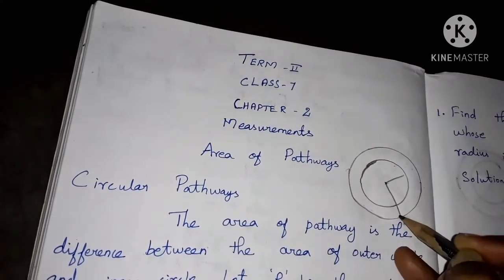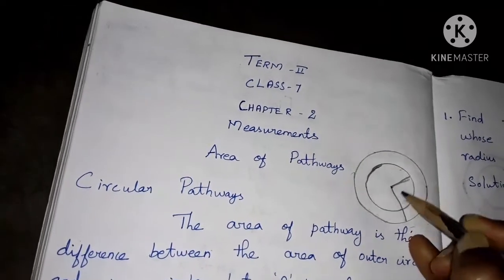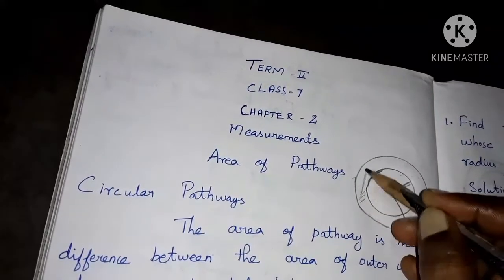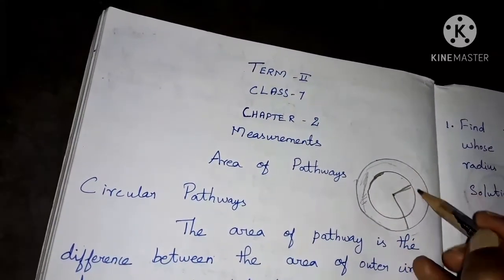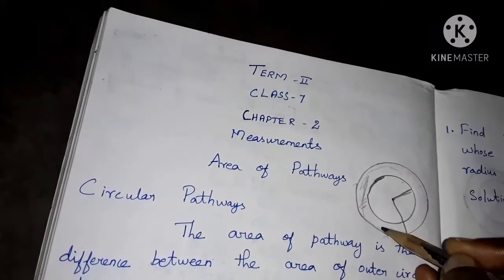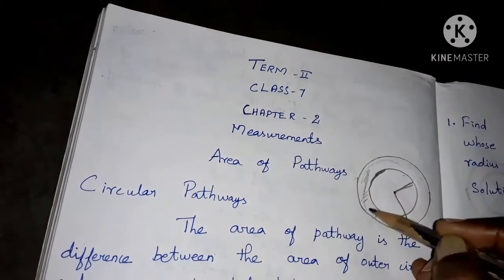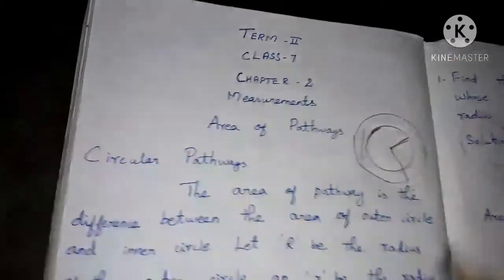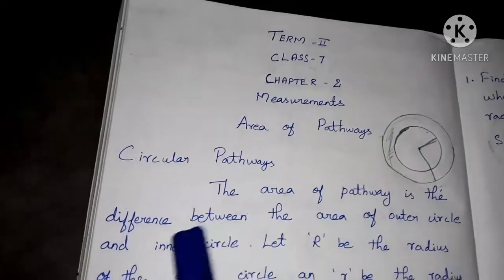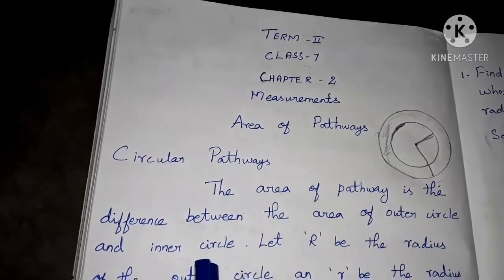This is the radius of the outer circle, and this is the radius of the inner circle. We have to find the area of the pathway, meaning this portion. So we subtract the area of the inner circle from the area of the outer circle, and we find the pathway. That is, the area of the pathway is the difference between the area of the outer circle and the inner circle.